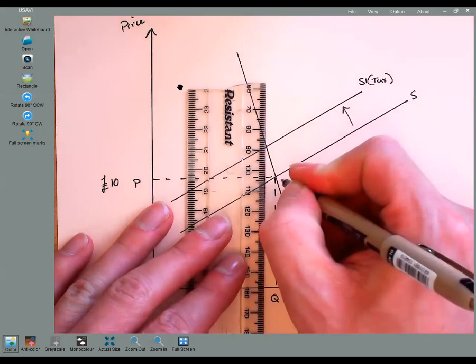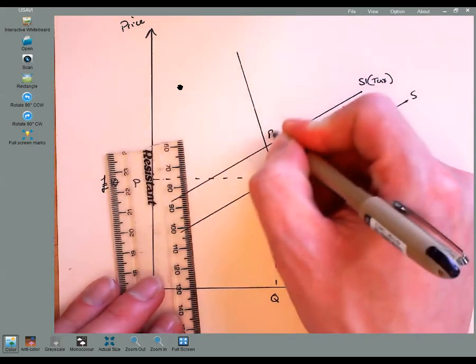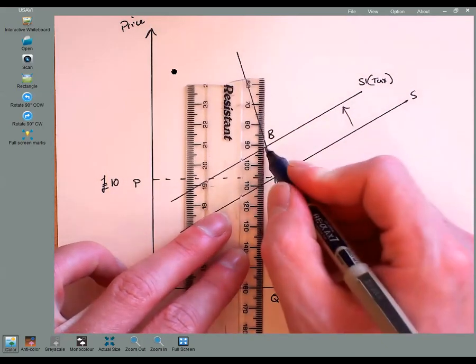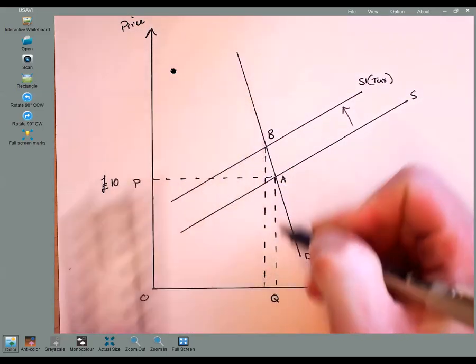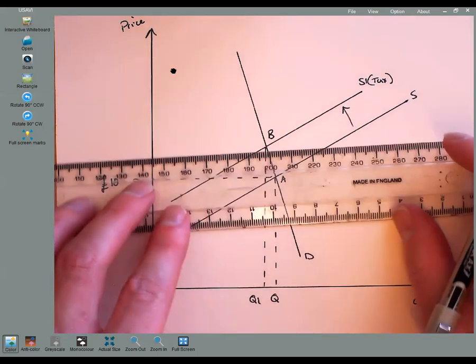Because of that shift inwards of the supply curve, we now have, as you can see, a new equilibrium. So my original equilibrium was at point A, and my new equilibrium now is at point B. So I'm going to do my new dashed lines to show my new equilibrium. I'm going to call that Q1 and P1.